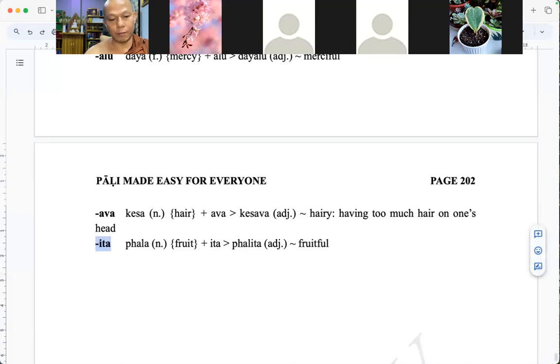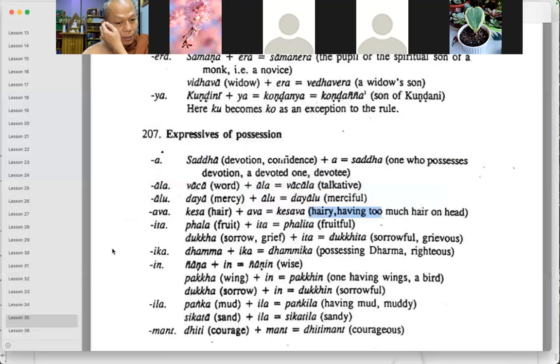So that is the ita suffix. And then the next suffix is the ika suffix. Fruitful. So and then another one is doka.